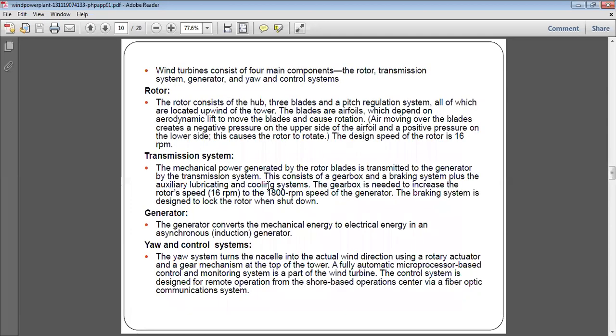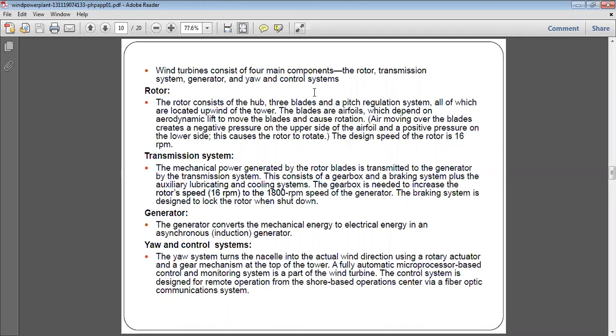Next is your transmission system. The design speed of the rotor is normally 16 rpm, although it can be increased for certain cases. The mechanical power generated by the rotor blades due to their motion is transmitted to the generator by the transmission system.